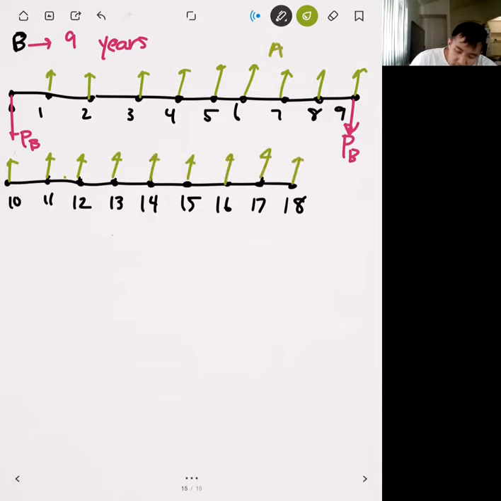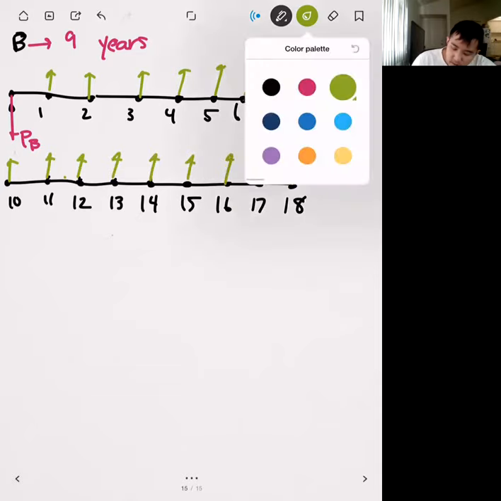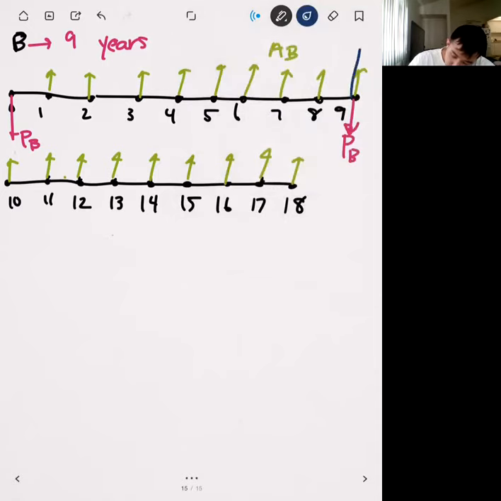Okay. Next, we have our revenue. So that's going to be AB. And then we have our salvage value for FB. And so remember, that only occurs once we sell our machines. Okay, and so let's compute the present worth of B.